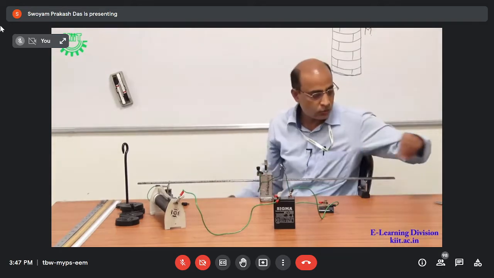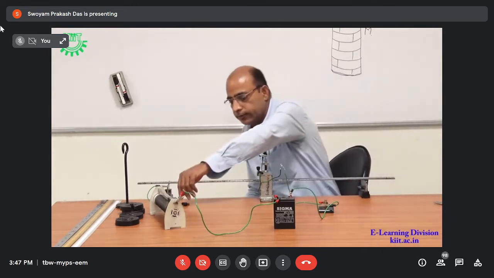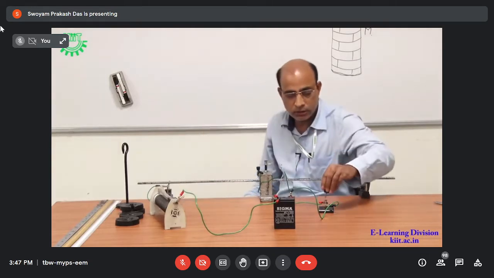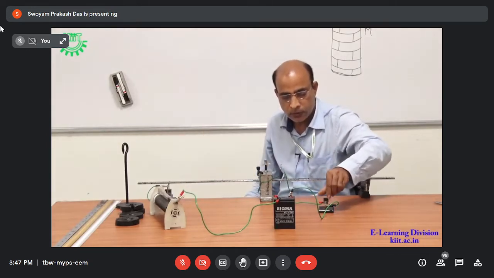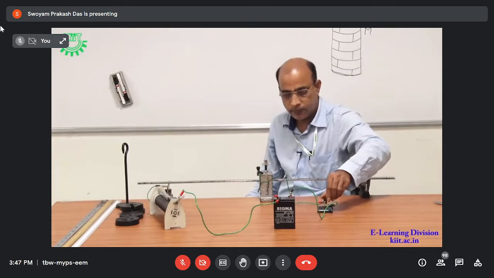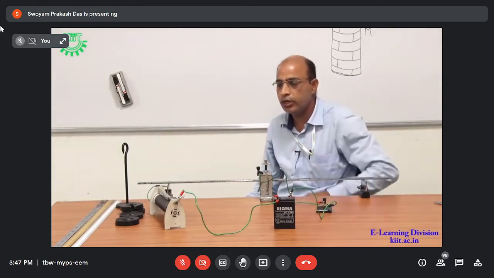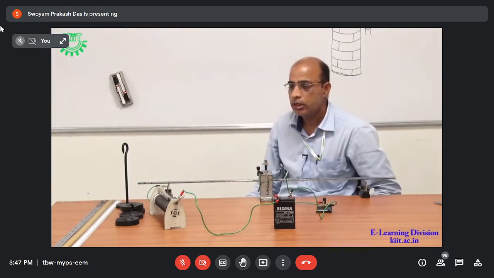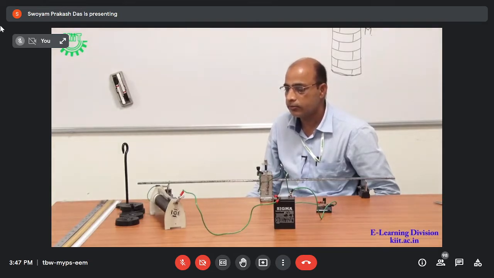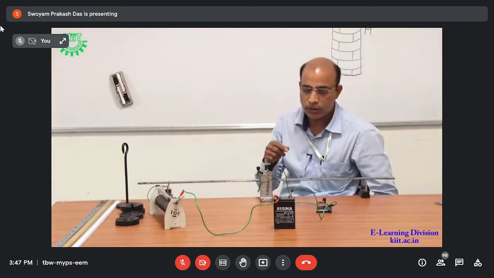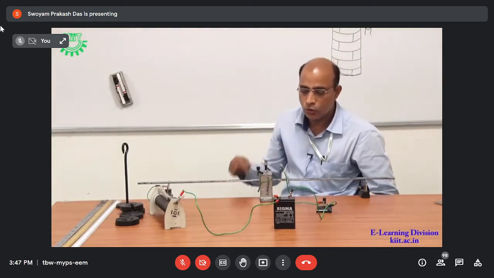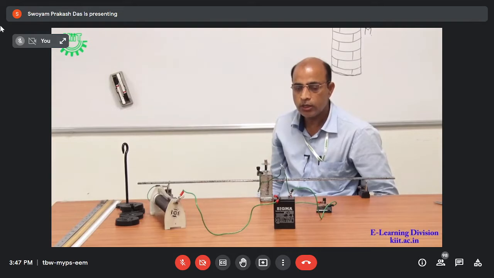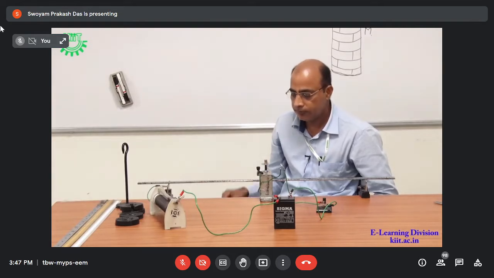So now we will put the key to make the circuit close, and everywhere we have to ensure that connections must be fully tight, otherwise it may fluctuate, this bulb may not glow. So everywhere connections should be made tight.